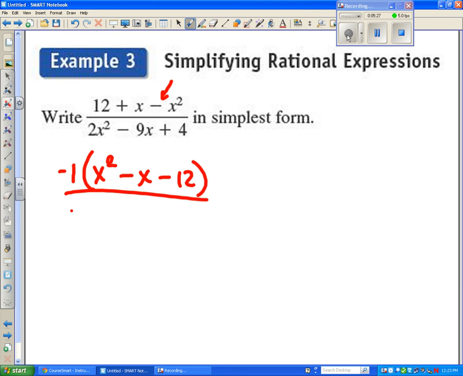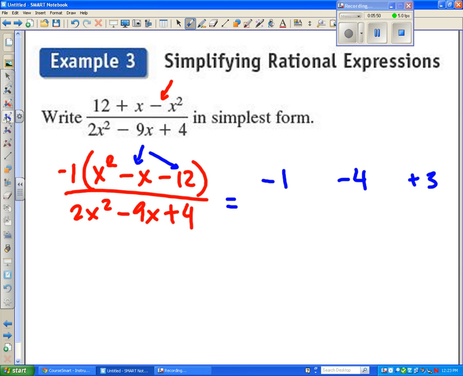I'm still going to leave the 2x squared minus 9x plus 4 on the bottom. I need to find the two numbers that multiply to get negative 12, and add to get negative 1. That means one of them must be negative and the other must be positive. So let's see. We got 12 and 1. Nope. They need to be close to each other. 4 and 3 should work, but they need to be negative. So negative 4 and positive 3 should work. And that does check out for the top. I'm just leaving that negative 1 alone for a second.